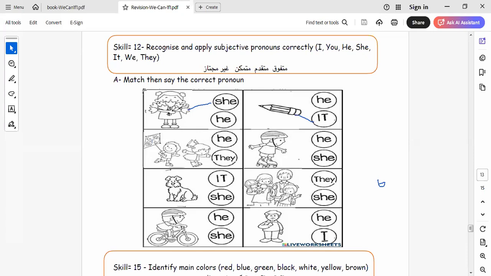Here is more than one, so we take they. Here is this one, the boy or the girl? This is the boy, so we take he. This is the animal, take it. These are people, take they. This is the boy, take he. The pronoun he, and this man takes the pronoun he.